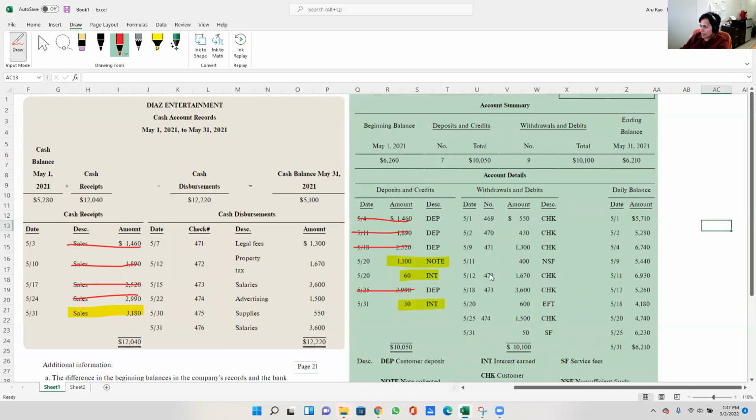I have 71, 72, 73, 74. So I have 4 checks that I wrote out in the current month. They have cleared. So let's quickly look and see if the amounts are the same.